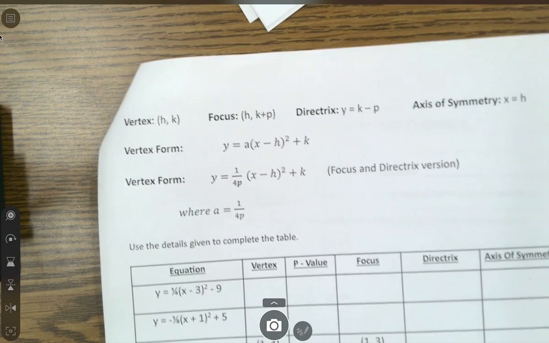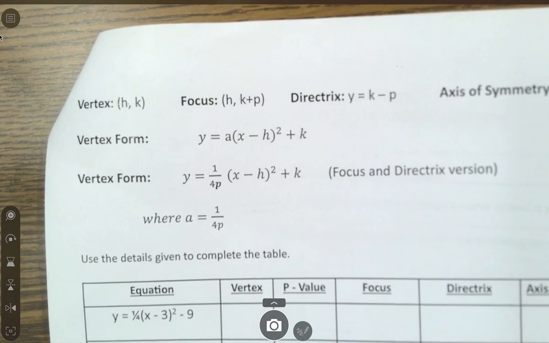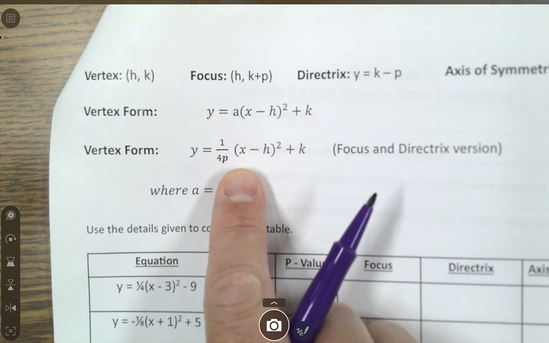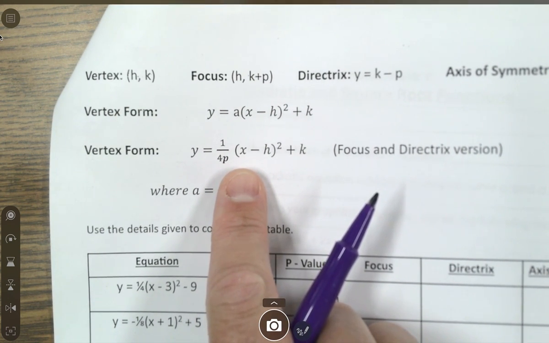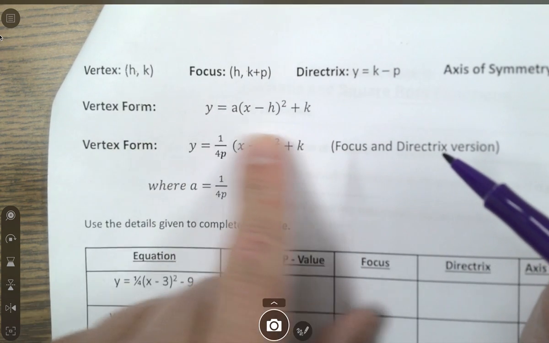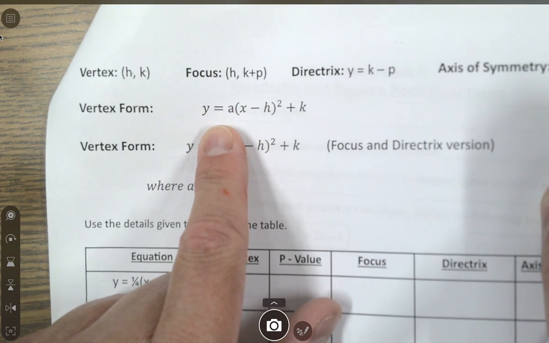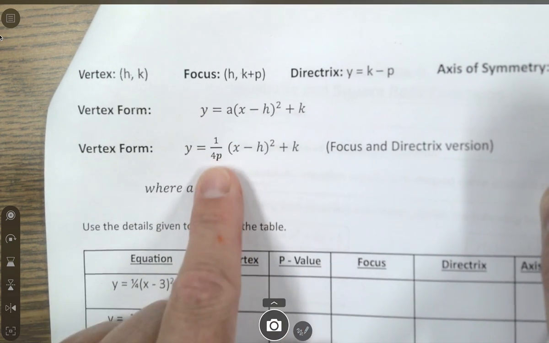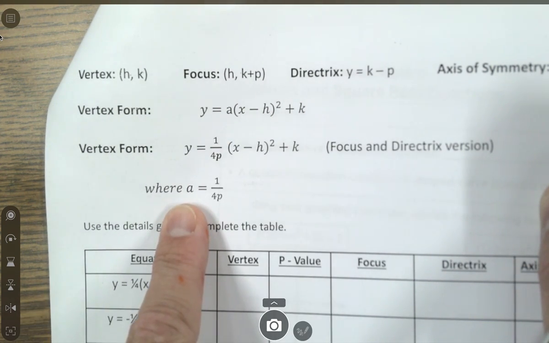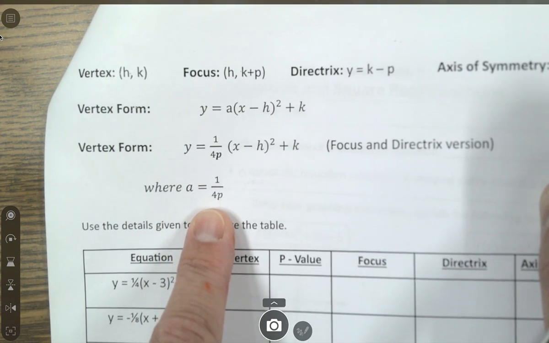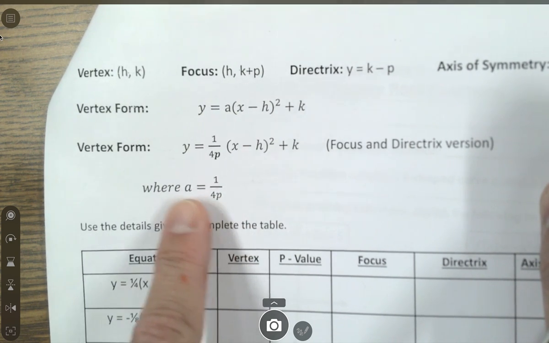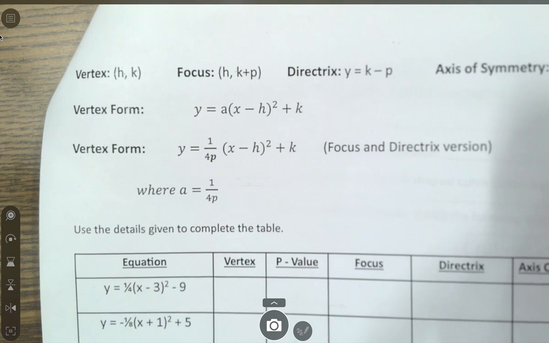one more concept. And that is if you need to come up with a formula for this parabola using the p-value. So we have vertex form, which I mentioned on the previous few problems. You can use the a value to find the p-value. Basically, if you set a equal to 1 over 4p, that will let you find the p-value, or that will let you find the a value depending on what you're given.